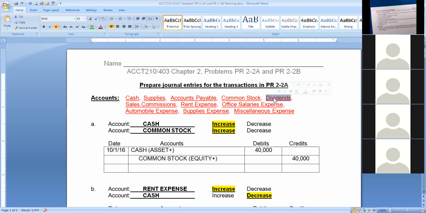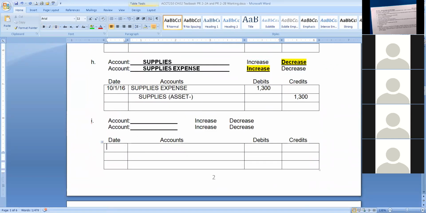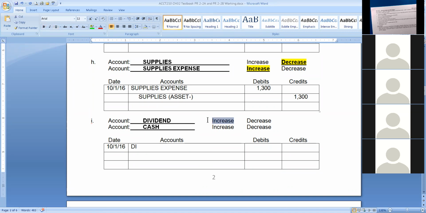But it says that we paid these. So what other account are we going to use? Cash. Yep. But like I say, there's two ways of doing it. And quite honestly, I would run it through retained earnings, but the book doesn't do that. They have a dividend account. So the dividend account, according to the book, it's increasing.